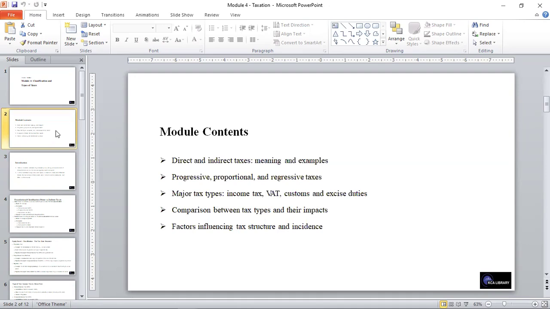We'll also look at VAT, and the customs and excise duties. We will compare between the tax types and their impact. And lastly, we'll look at the factors influencing the tax structure and incidence. This is going to be very brief, while we have the full notes that will be provided in the class.